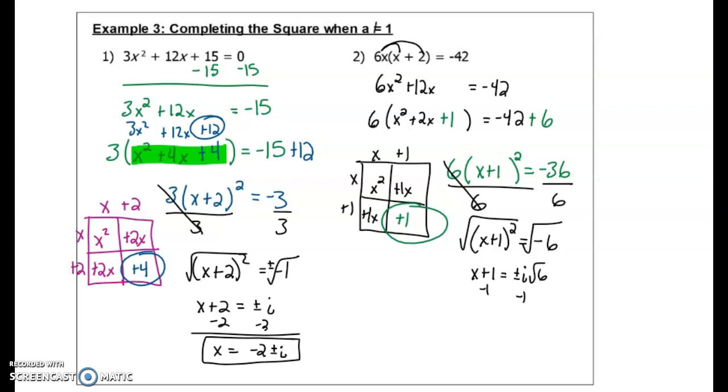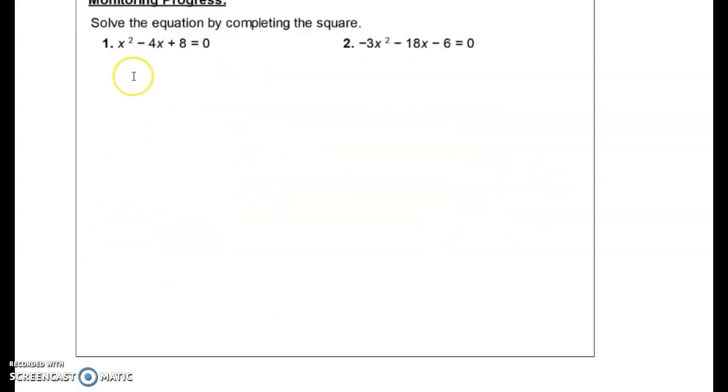So then we subtract the 1. So that's x equals negative 1 plus or minus i square root 6. Your two solutions are negative 1 plus i square root 6 and negative 1 minus i square root 6.